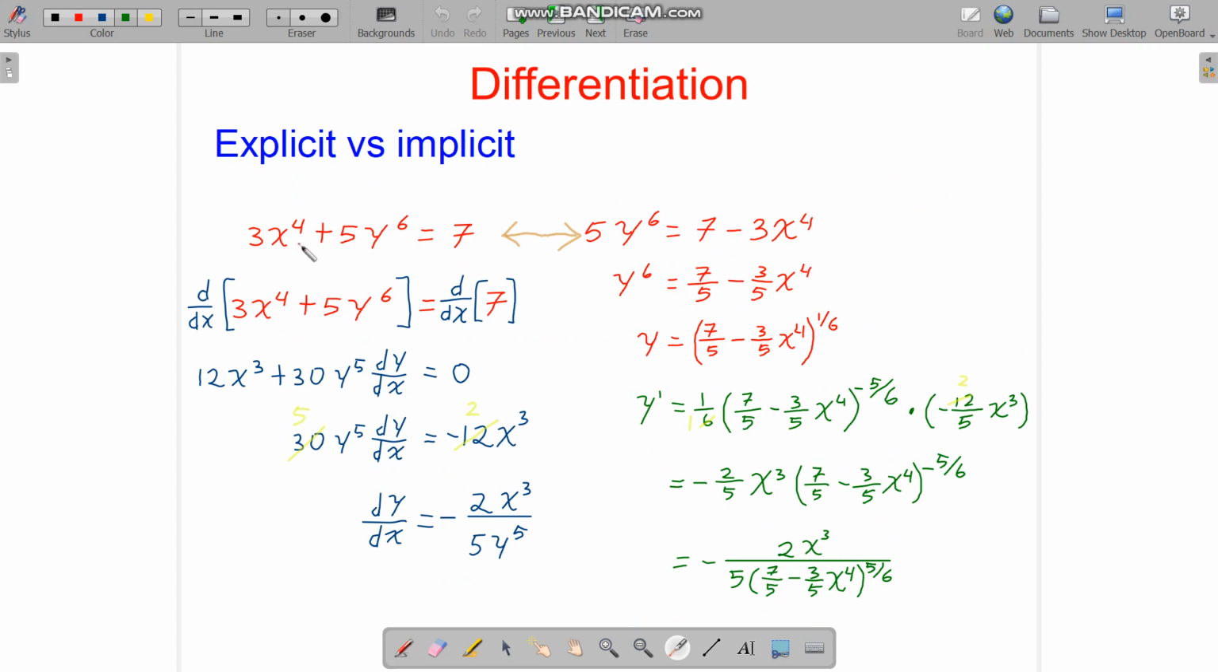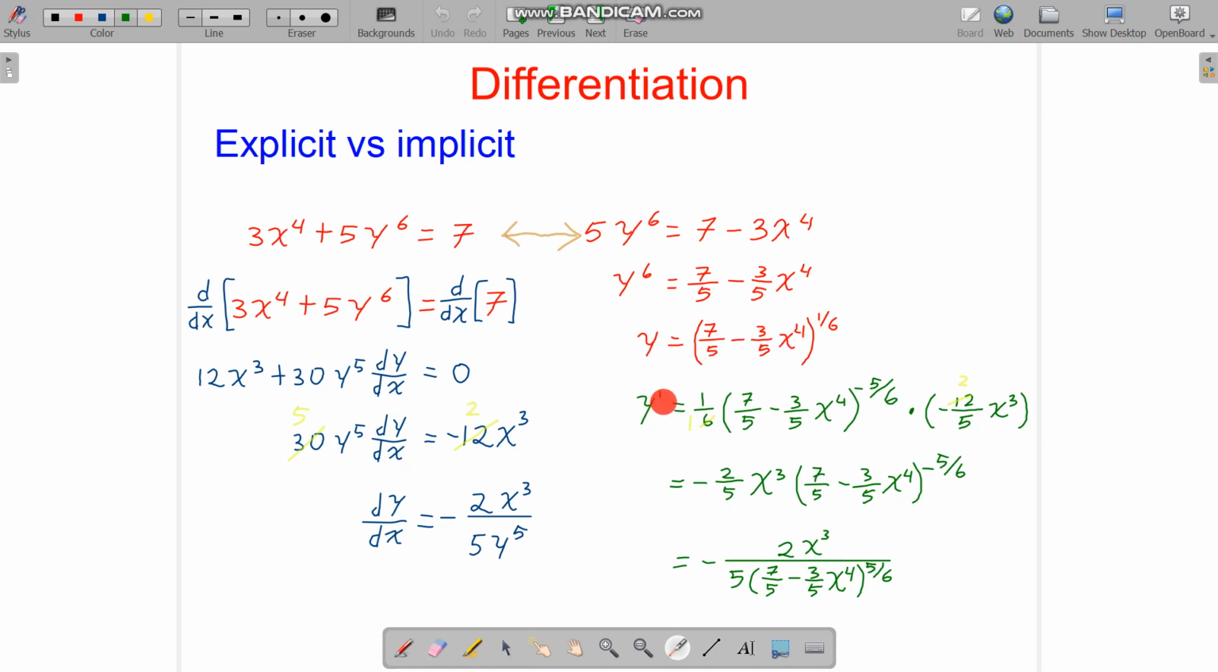So for example, if we have 3x to the power of 4 plus 5y to the power of 6 equals 7, so we have this equation. If we want to do it explicitly, if we want to differentiate using the usual method, we can express everything here in terms of x, so we get y equals something in terms of x. If we move 3x to the power of 4 to the right, we have this, and then we divide by 5 first here, and then both sides to the power of 1 over 6, we get this: y equals something, so y is the subject.